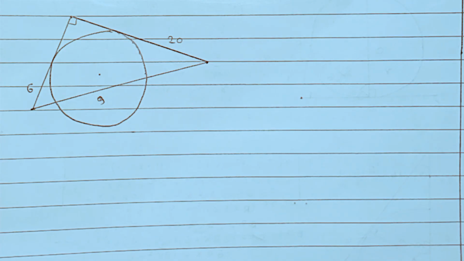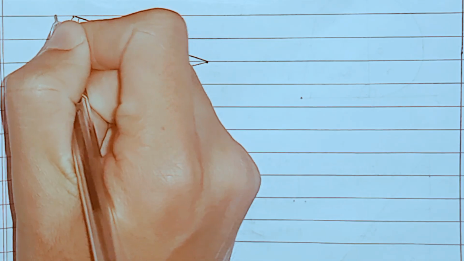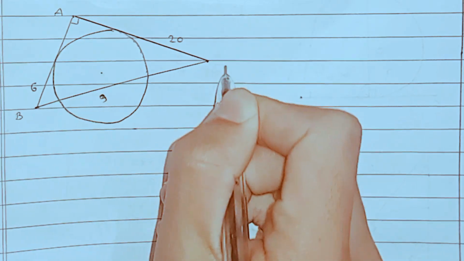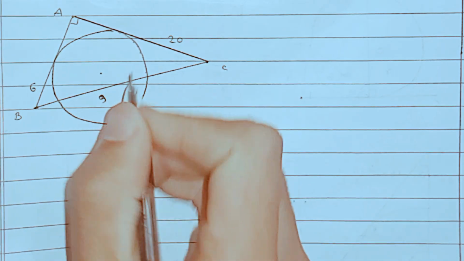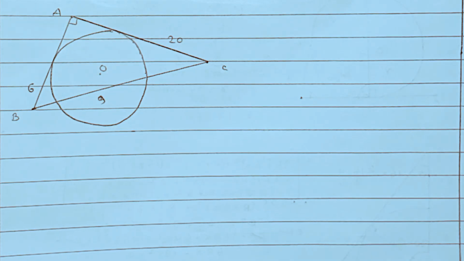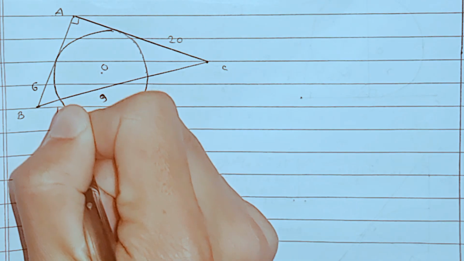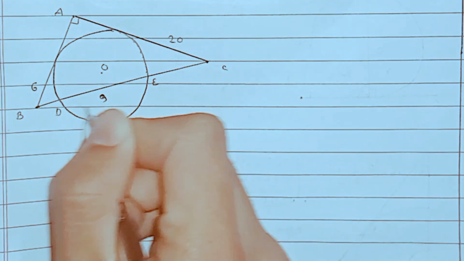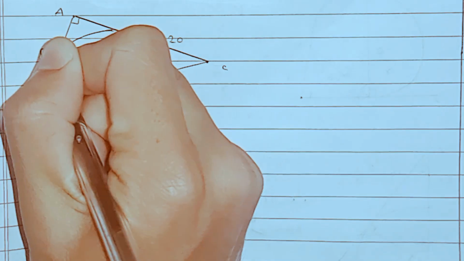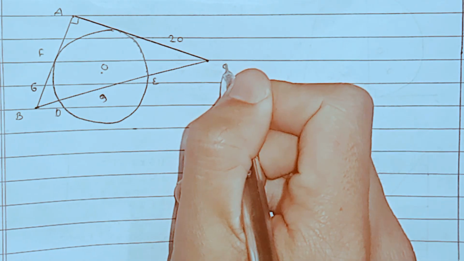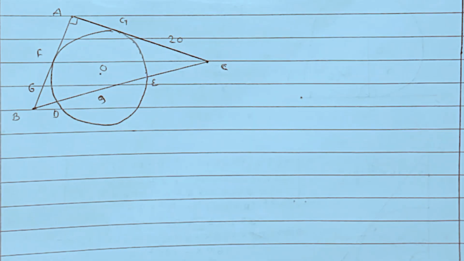So let's see what we are given here. We have a triangle ABC inscribed in a circle with center O. We have length DE to be 9. This length BF is equal to 6. This length CG is equal to 20.